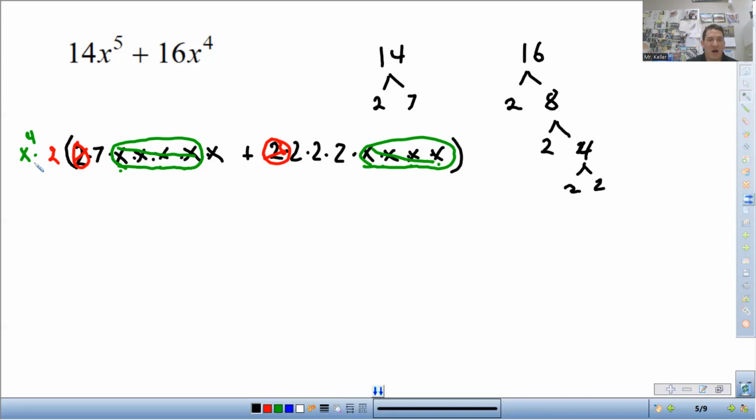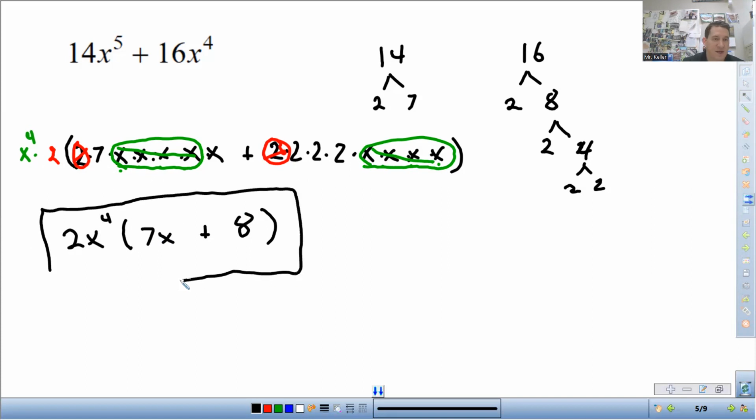Rewrite this. So x to the 4th times 2. You more likely see that 2x to the 4th times 7. X is left right there. Plus 2 times 2 times 2 is 8. And no x is left there. So 2x to the 4th times 7x plus 8. Again, do it in your head. If you're good at it, you can just take out that 2x to the 4th right away if you recognize the greatest common factor.